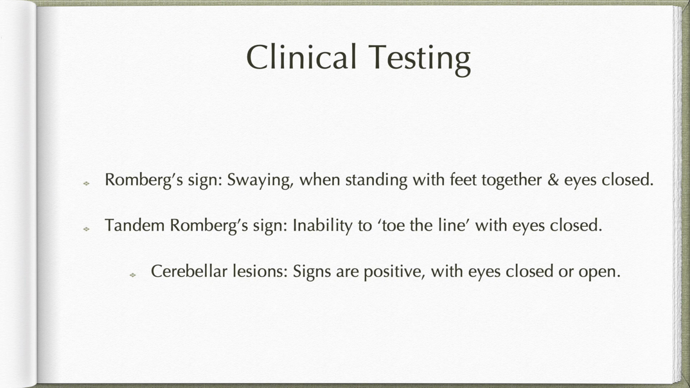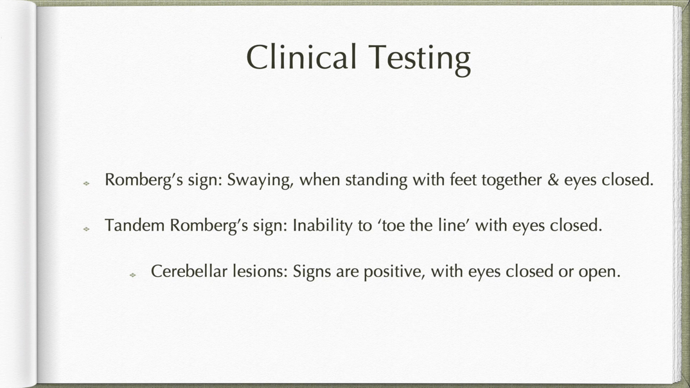Tandem Romberg's sign is you ask the patient to walk in a straight line so that he puts one foot in front of the other. Each time the heel of the foot forward will touch the toes of the foot behind. Now, during this gait, again ask the patient to close his eyes and he will sway severely.